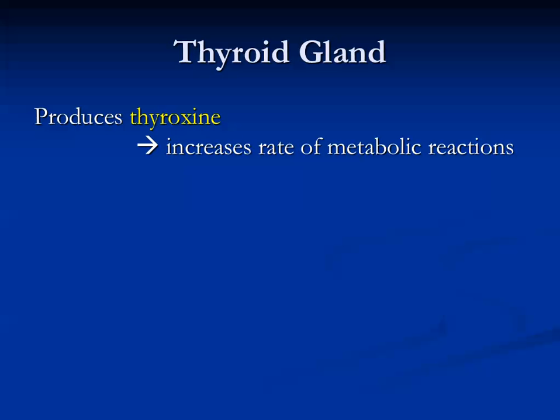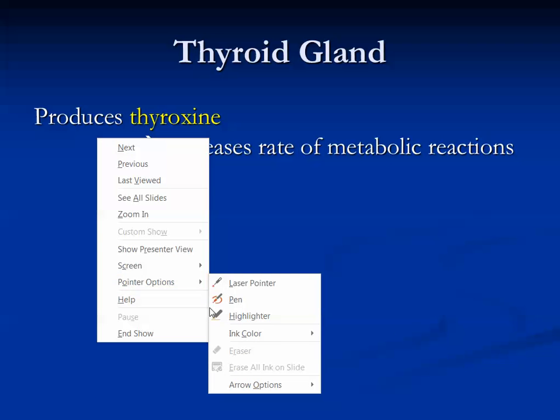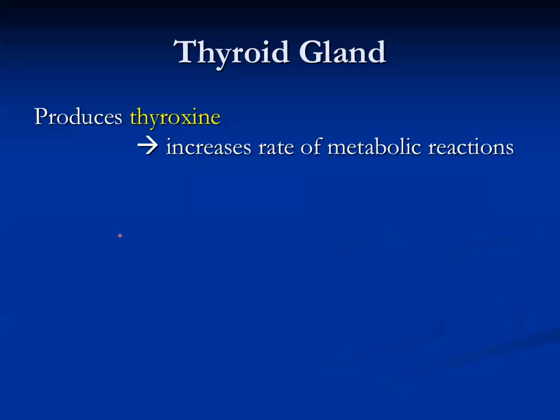But what we are going to really focus on today is that the thyroid gland produces thyroxine, and what thyroxine does is it increases the rate of your metabolic reactions. So this is the take-home message, that thyroxine is the hormone that regulates your metabolic reactions.